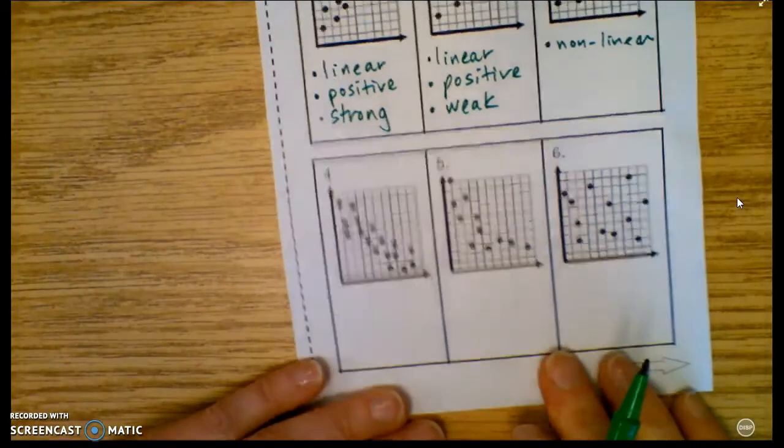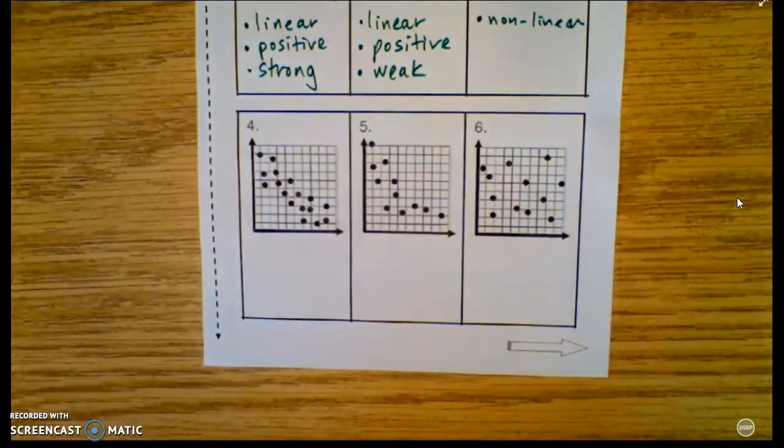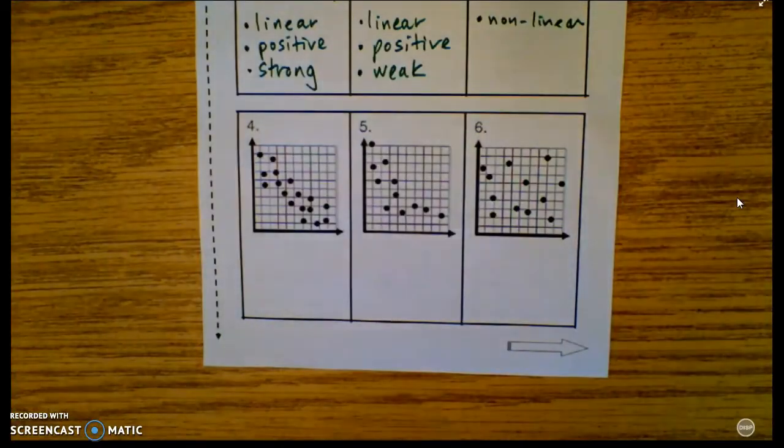So down at the bottom, go ahead and pause the video for a second. See if you can pick out which graphs show linear relationships. See if you can determine if they're strong or weak, and then whether or not it is linear. When you're done pausing and answering those questions, go ahead and replay and check your answers.